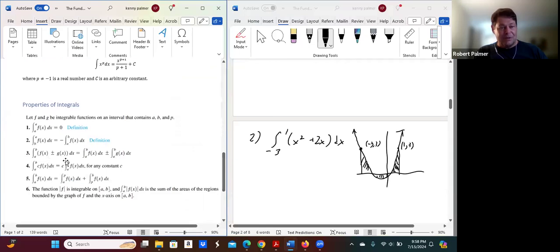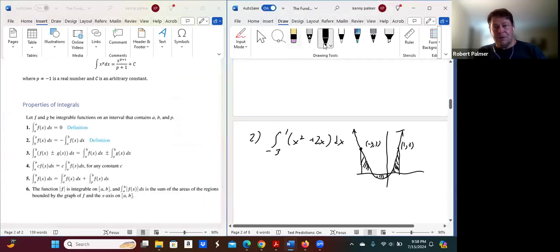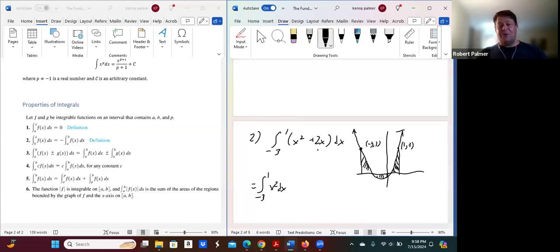So first off, let's break this up into two. This is going to be the integral from -3 to 1 of x squared dx. I put the dx with each one. Remember, the dx is a differential that comes from, for a definite integral, the limit of the Riemann sum as the width of your rectangles goes to 0, becoming essentially dx. Then plus the integral from -3 to 1 of 2 times x dx. Okay, I put the dx with each one like it shows here.